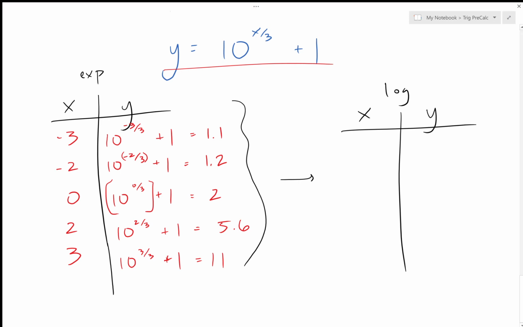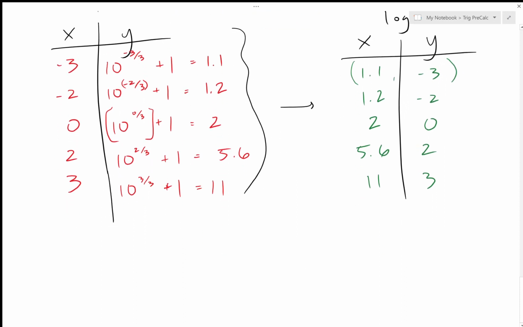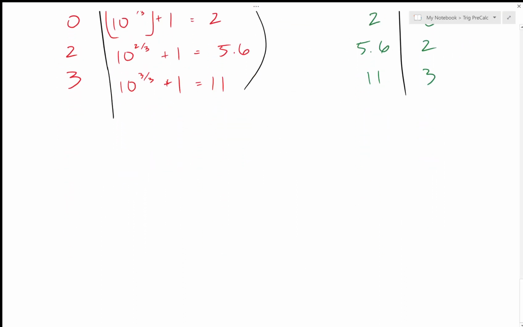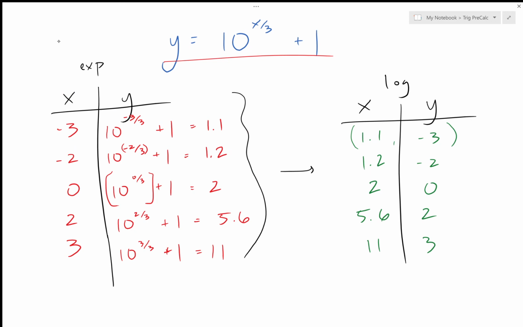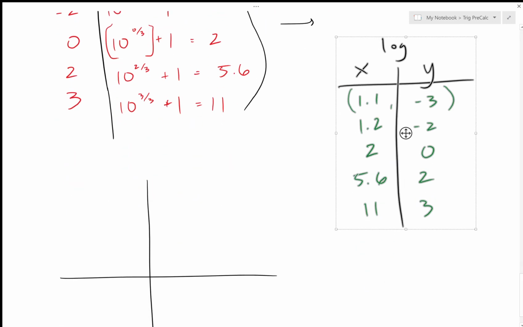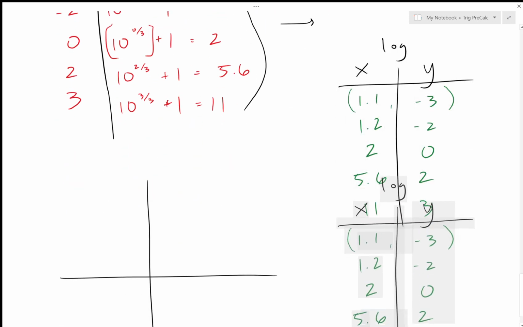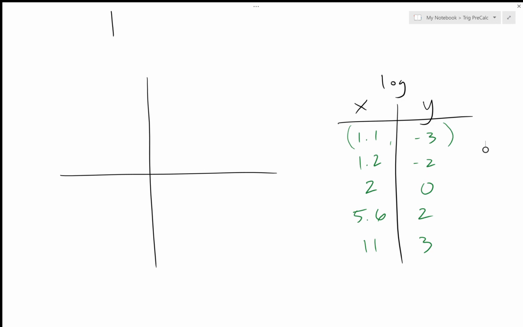So we flip all the x and y's. So now the y's are this -3, -2, 0, 2, and 3. And now the values that we solved for will be over here. Okay. And now these are the points that we're going to use to graph our log equation. Let me see if I can pull those down so we can have them on the same screen. Alright, so it's moving. And there we go. Okay, so these are the points we want to graph.